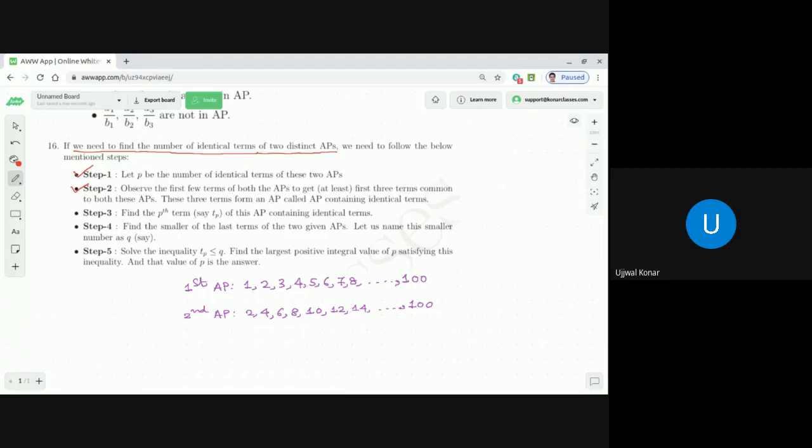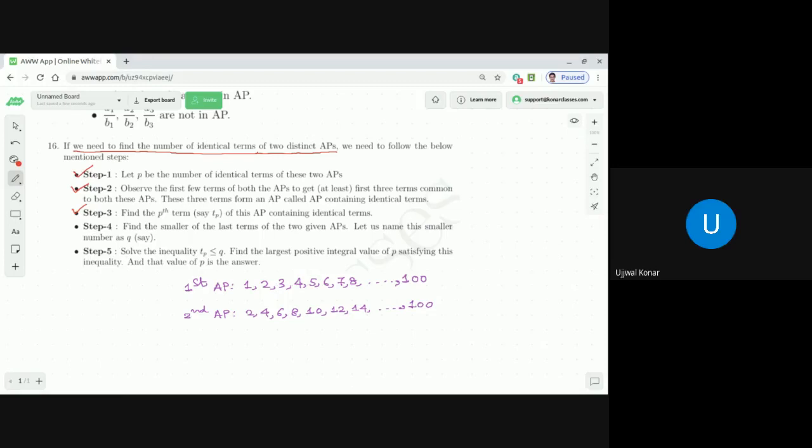So what are we finding? We are finding an AP containing identical terms, dear students. And in that AP, let's find the pth term, and let's say it is TP, the pth term of this AP containing the identical terms.